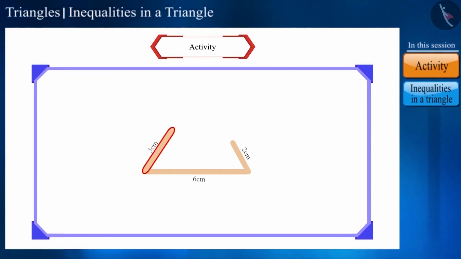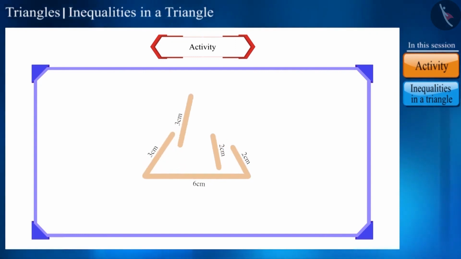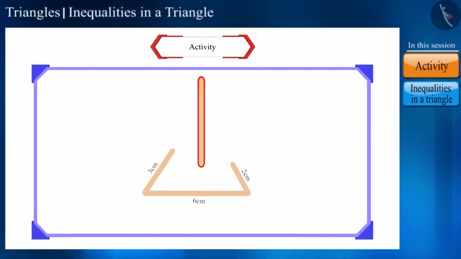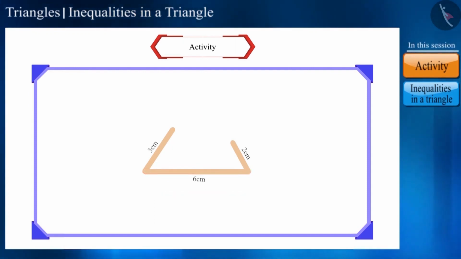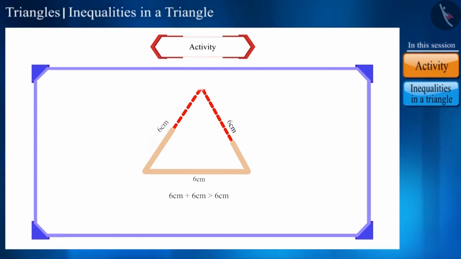If we add the two wooden sticks of length 2 cm and 3 cm, they will have a full length of 5 cm, which is less than the base or the third side with a length of 6 cm. And that is why it is impossible to construct a triangle with these lengths. The construction of a triangle is possible only if the sum of the lengths of any two sides of a triangle is greater than the length of the third side.